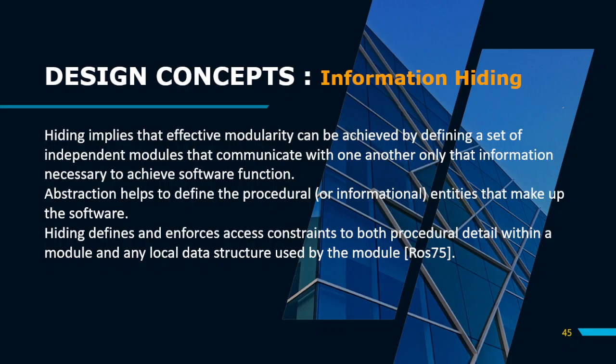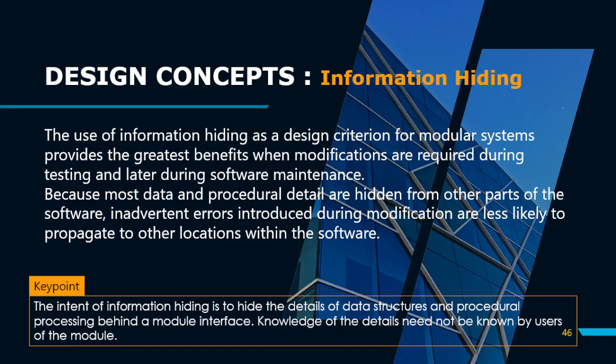Hiding implies that effective modularity can be achieved by defining a set of independent modules that communicate with one another using only the information necessary to achieve the software function. Abstraction helps to define the procedural entities that make up the software, and hiding defines and enforces constraints on both procedural details within a module and any local data structure used by the module.